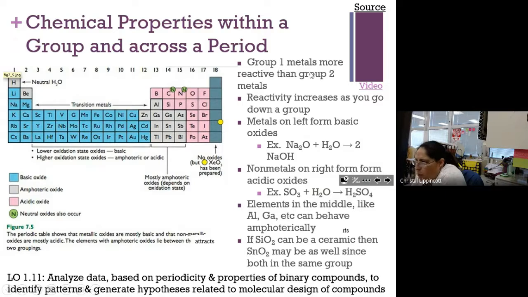So like I said, group 1 metals are more reactive than group 2 because they have a lower effective nuclear charge. So as you go down the group, it becomes more reactive because you have additional electron shielding as you move down.